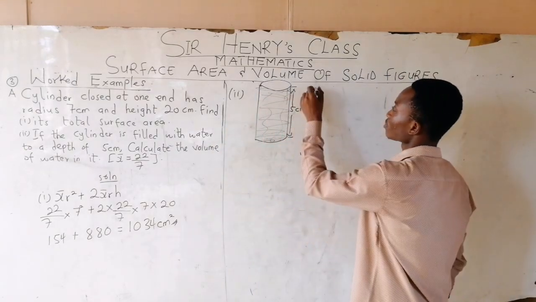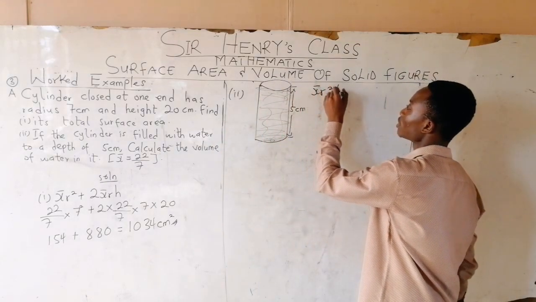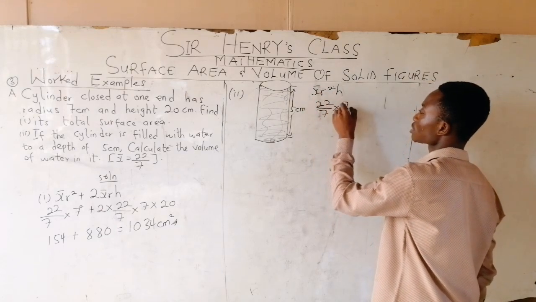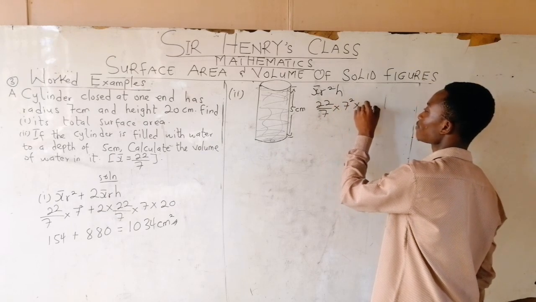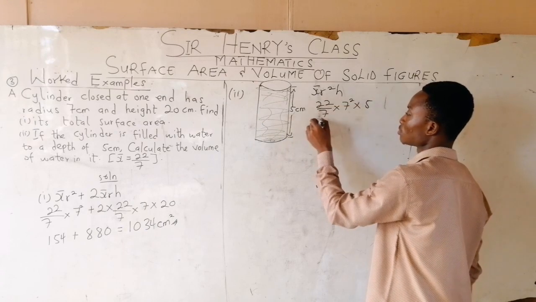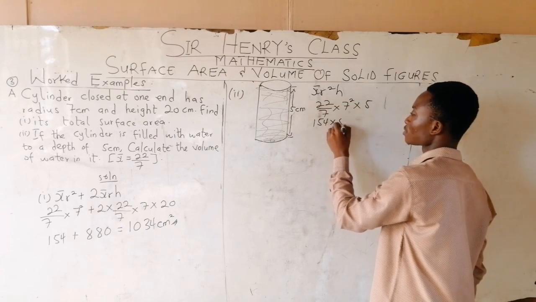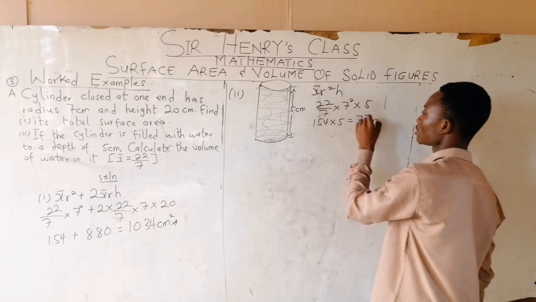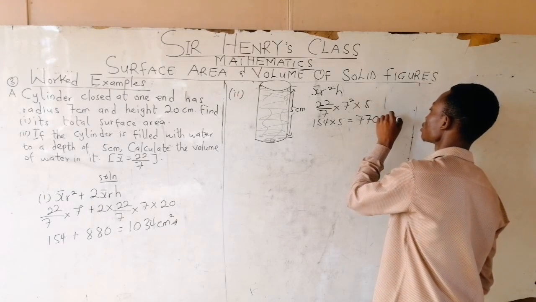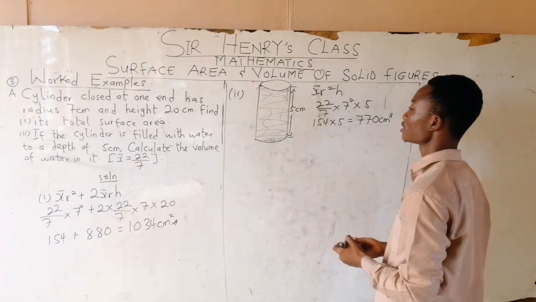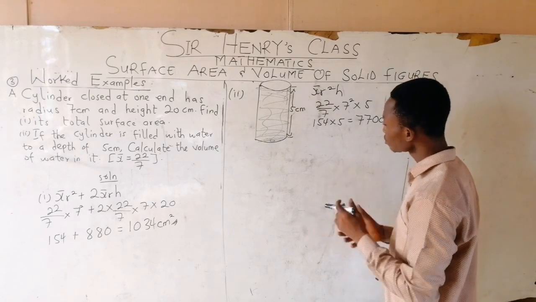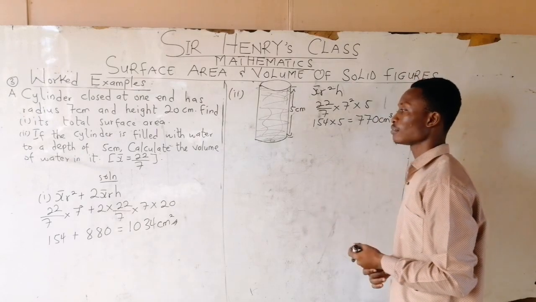So that will be pi r squared h. So 22 over 7, your radius is 7 squared and your height is 5, not 20. So this will give you 154 times 5, and this one will give you 770 centimeters cubed. Good. So this is what we have as our last and final example.